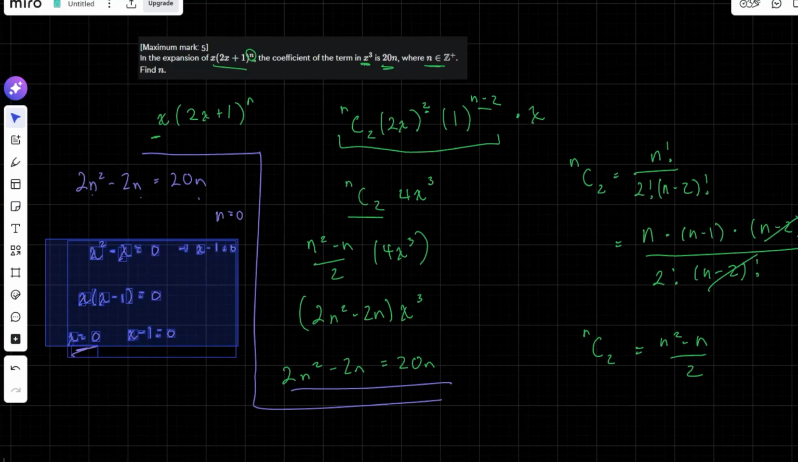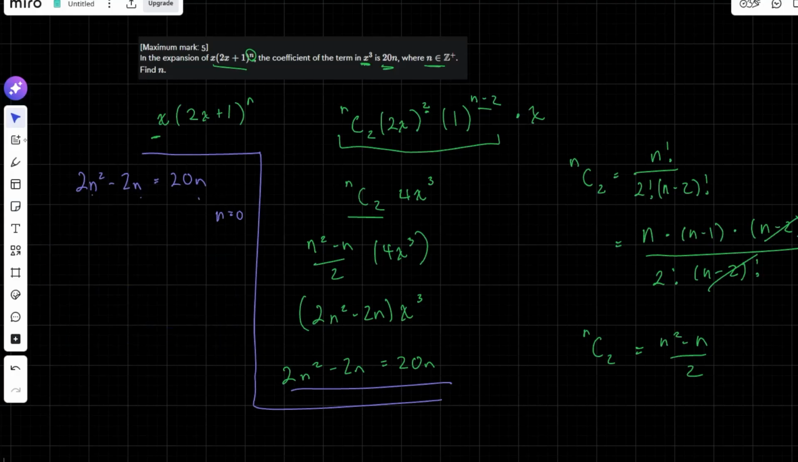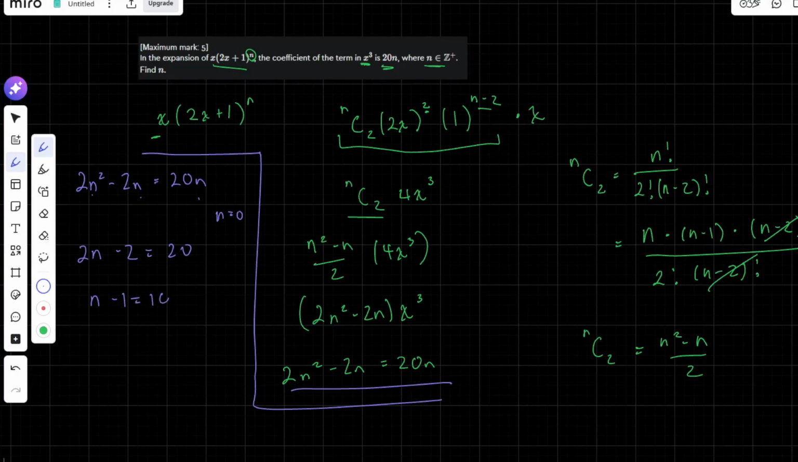In this case, I know it's not going to be 0. That would be a very weird binomial expansion. So I don't care. I'm just going to get rid of it. 2n - 2 = 20. Divide everything by 2. n - 1 = 10.